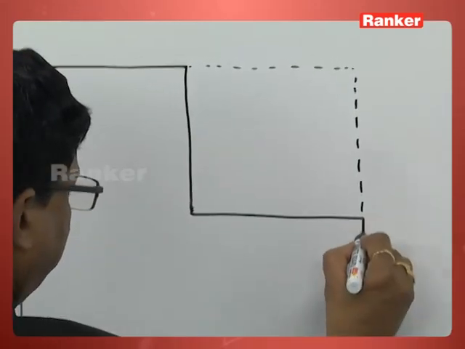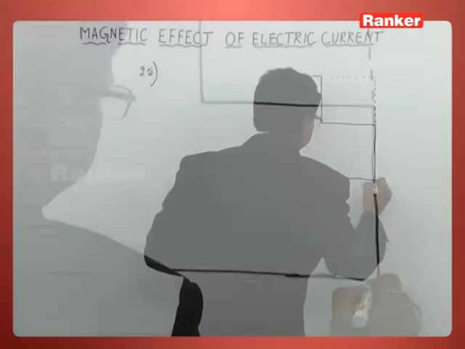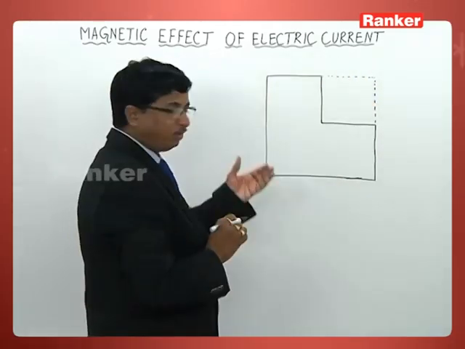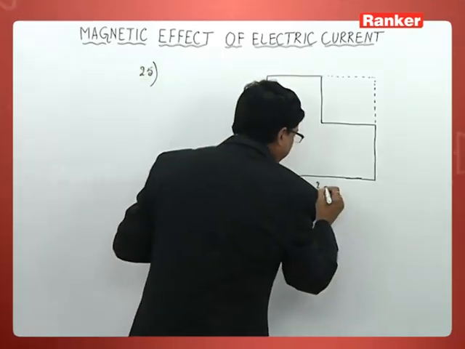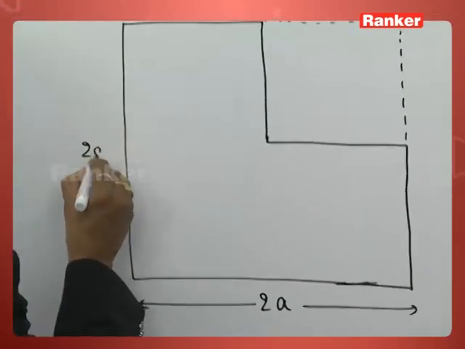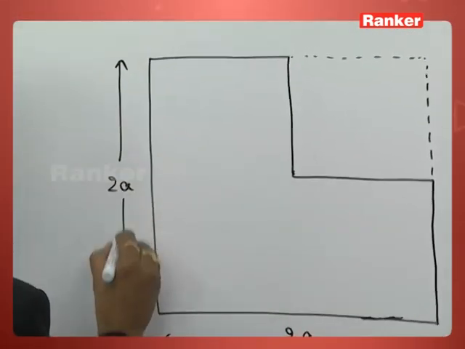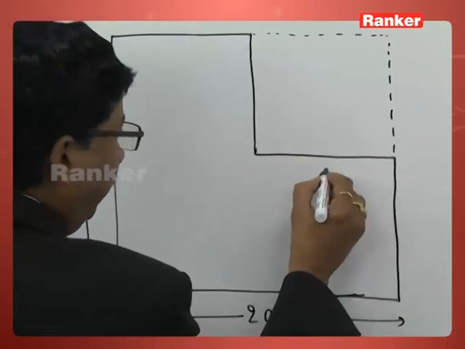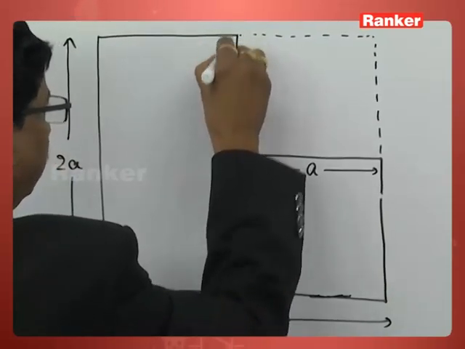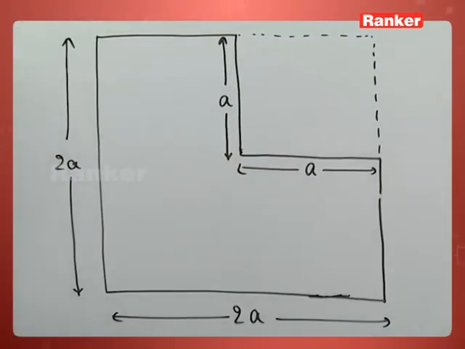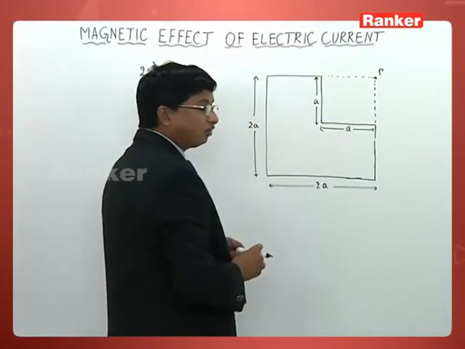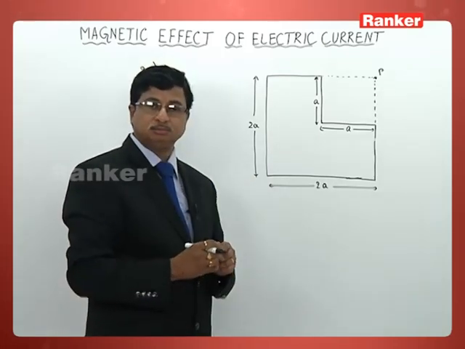Now here, look at the way he has just given us the total conductor. Truly speaking, this is completely a square. Of what size? The side length is given 2a. Even this also you can take as 2a. Now this side length is a. This one is also a. And he said this is the point P. That is the point of consideration given in the problem.